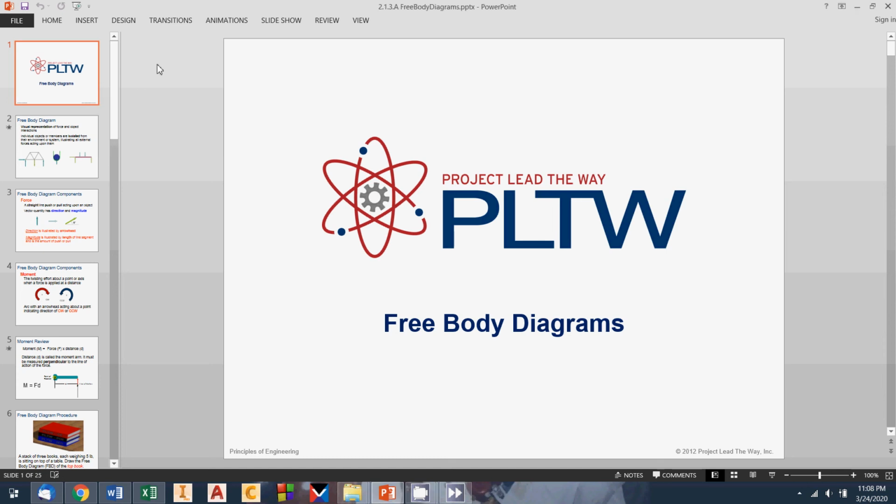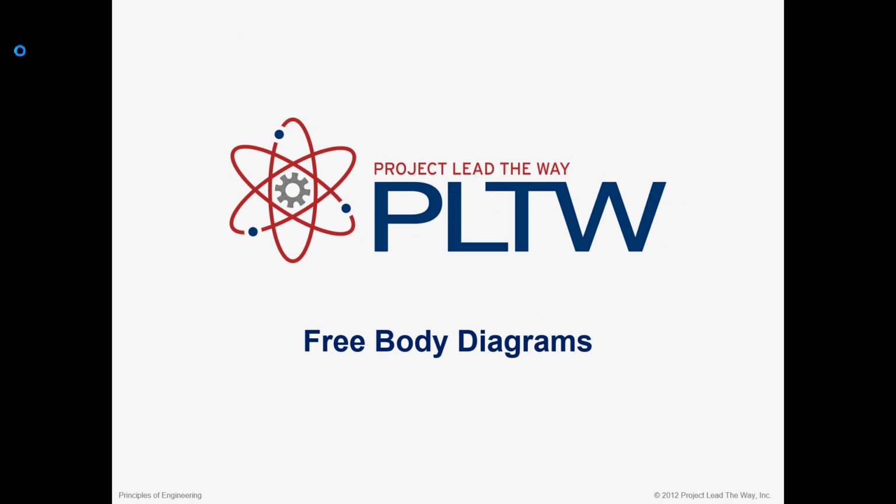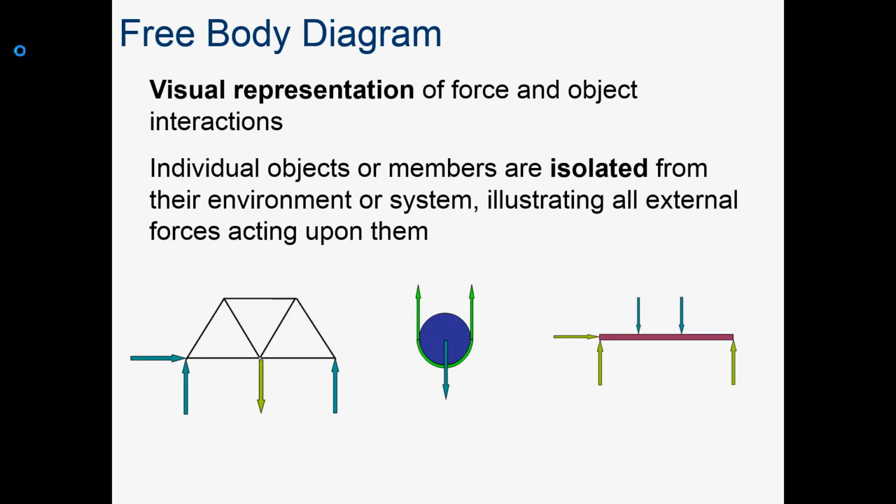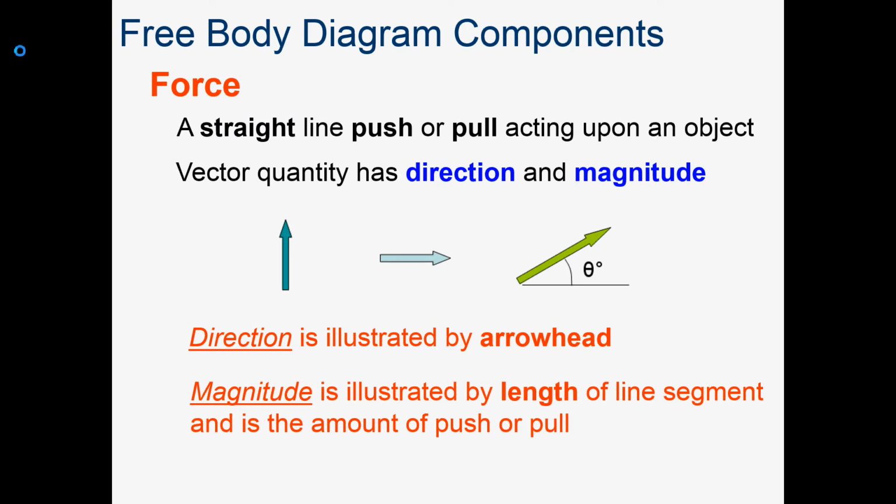All right, so today we're going to look at free body diagrams. Now, a free body diagram is basically representing an object and putting arrows on the object to show where other forces are being applied to it. All right, let's look at an example here.